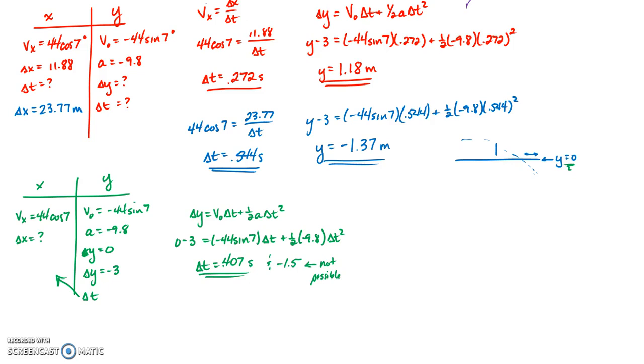Negative 0.407. Sorry, not negative, just 0.407 seconds as one of my times. But since it's a quadratic, you're going to get 2 times. The other time was a negative 1.5. And as we know, you can't have a negative time. So we're going to cross that one off the list. But I am now going to take this time, and I'm going to throw it into my average velocity equation to figure out where is it actually going to land. 17.77 meters. So that's the exact location it lands away from the end line.